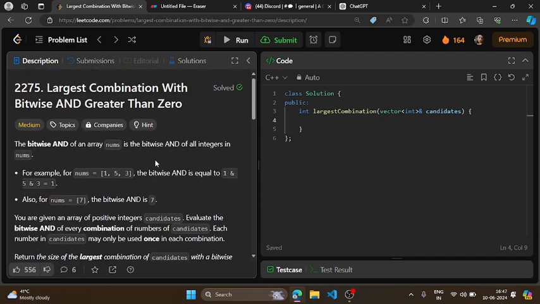So what actually is our goal? Our goal is to find a subsequence such that after taking the AND of all the elements of the subsequence we get a non-zero value, right? So this is our final goal.